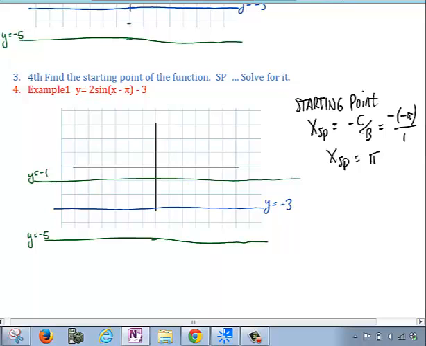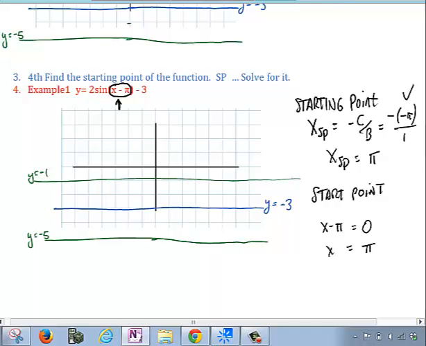So you're going to actually start this function at x equals pi, or you can take what is on the inside of the function, and you can set it to 0. So this is the other way to find the starting point. You take what's on the inside of the function, x minus pi. You set it equal to 0, and that tells you that your starting point is at x equals pi.